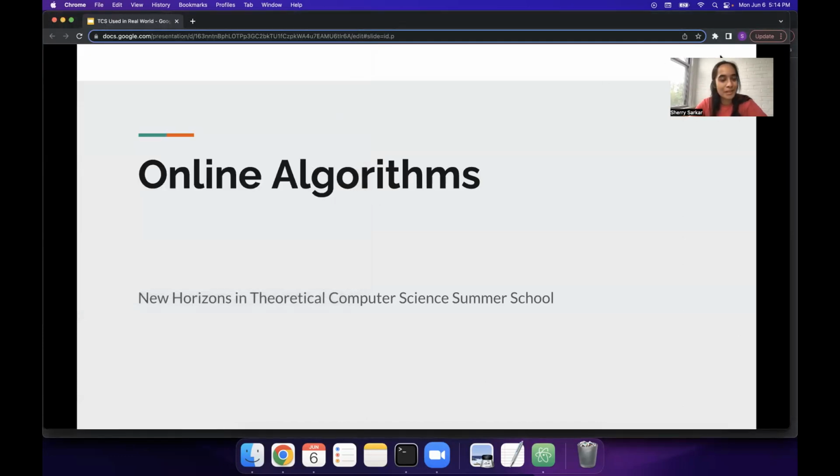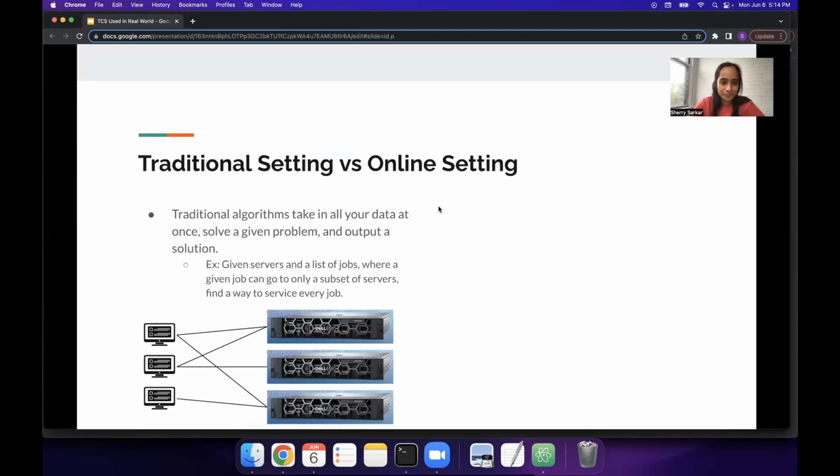Let me know if at any point my slides aren't making any sense or if you can't see them. But I'll get started with online algorithms. So let's just talk about what an online algorithm is. We know what traditional algorithms are. They take in a whole bunch of data, an input, they solve a given problem, and then they give you a solution. So a great example is these sort of assignment problems.